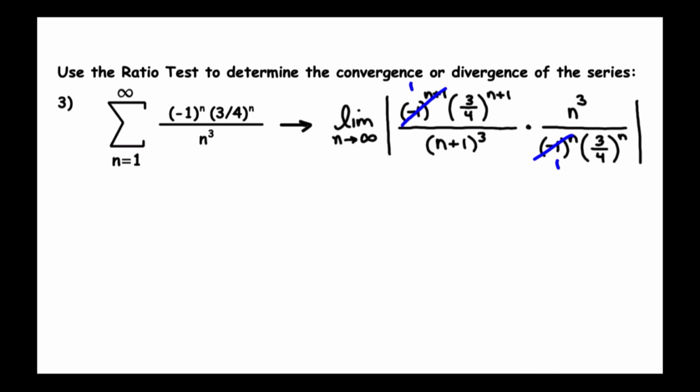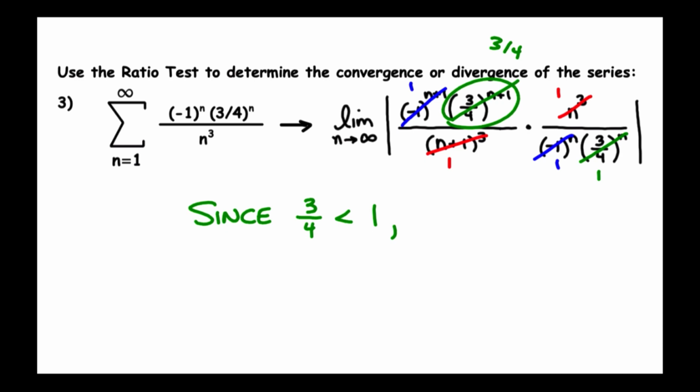I can see that the n plus 1 to the third and the n to the third, by L'Hopital's rule, are both just going to turn into 1s as n comes up to infinity. And that leaves us with the rest, which is 3/4 to the n plus 1 over 3/4 to the n. There's an extra 3/4 up here and nothing down here. So this entire thing will come out to 3/4. And since 3/4 is less than 1, the series converges.